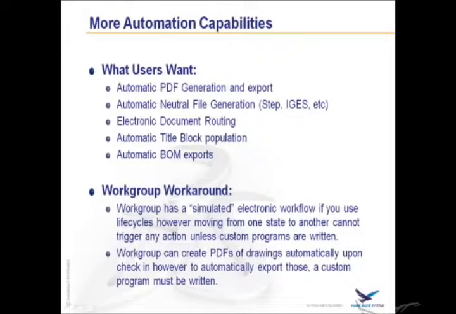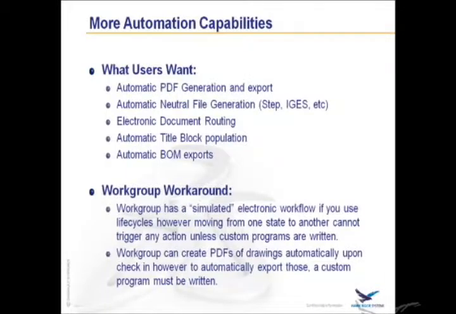More automation capabilities. So what do users want? They want automatic PDF generation. They want automatic neutral file generation, STEP files, IGES files, things of that nature. They want to do electronic document routing, automatic title block population, and automatic bill of materials exports. All of these things that as an engineer you shouldn't necessarily have to be wasting your time on should be automatic. Well, Workgroup doesn't have a lot of workarounds for this.